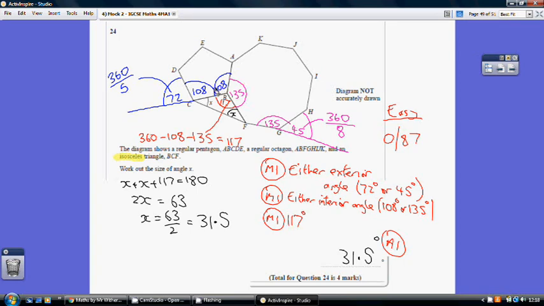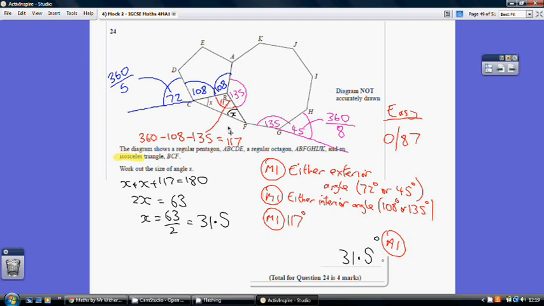Now, same approach for this octagon, this 8-sided shape. The exterior angle must be 360 divided by 8, which is 45. So its interior angle must be 135. So this angle here is 135. Now, looking at the angles about the point B, remember the angles about a point, the angles in a circle add up to 360. So given this is 108 and this is 135, this angle here, the angle CBF, must be 117 degrees. 360 take away 108, take away 135.